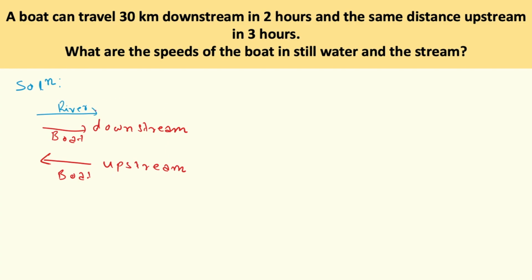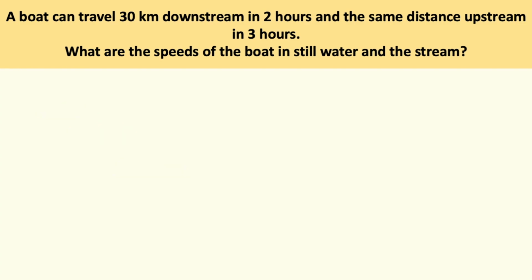Now remember, the speed is a scalar quantity. So if the speed of the river is say R and the speed of the boat is B, then they would directly add up when it is downstream flow. And if the speed of the boat is B and the speed of the river is R, then the river speed would be negated from the boat speed. That is, the actual speed will become B minus R when it is flowing upstream.